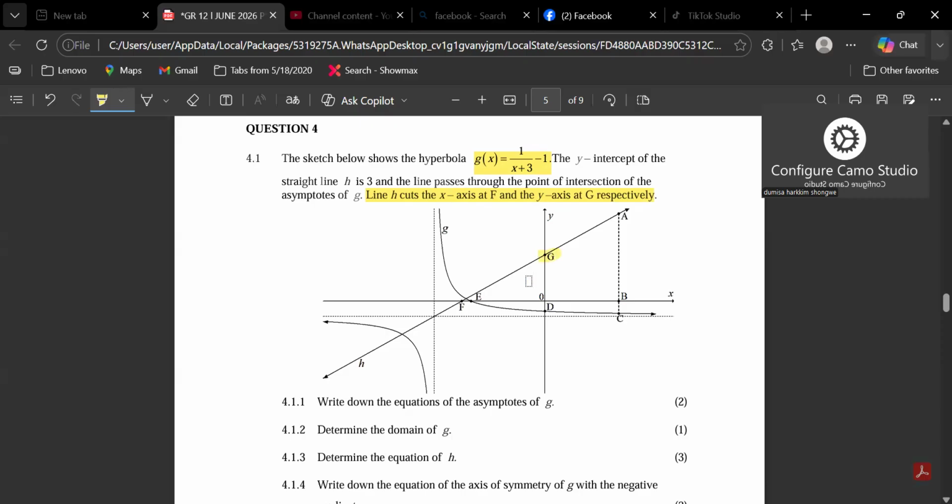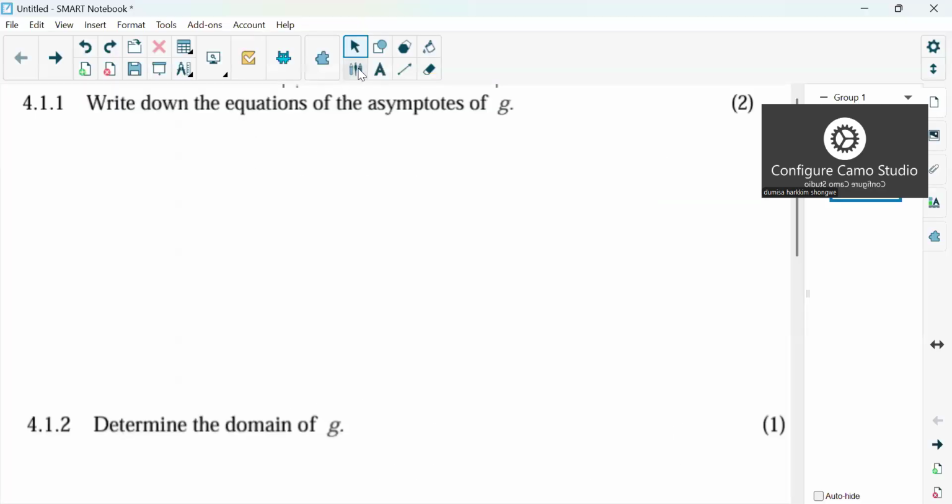What does it say? What is 4.1.1? 4.1.1 says, write down the equation of asymptote of g. Okay, so we're supposed to write down the asymptote. It's only 2 marks, this question. Yeah, it's 2 marks. Okay, guys, let's not lose marks here. This is one of the simplest that we have to do.